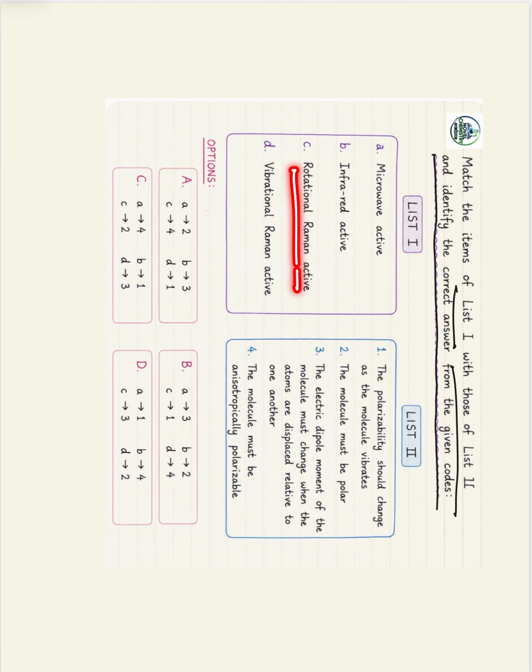Third one, rotational Raman, vibrational Raman. For the rotational Raman, the molecule must have anisotropic polarizability. We will discuss in the Raman spectroscopy portion what anisotropic polarizability is. Also for vibrational Raman active molecules, the polarizability should change as the molecule vibrates. So that is going with D. Okay, so the correct answer will be the first one. So this is the basic idea of spectroscopy.